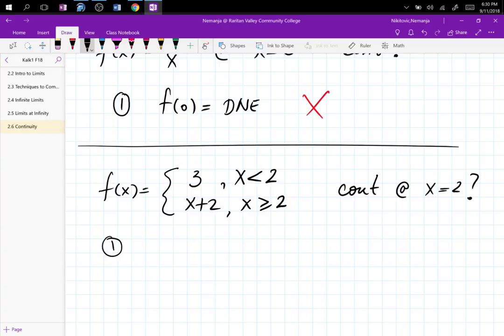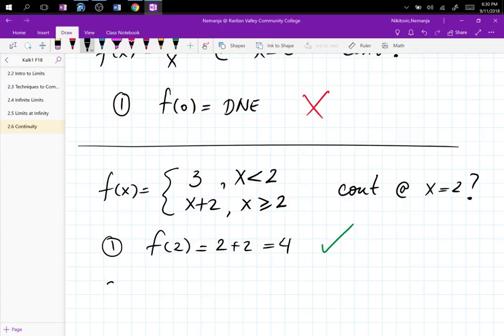Well, we start by figuring out f of 2. Where do I compute f of 2? In x plus 2. Good. Because the equal sign is here. So that's x equals 2. So I will be computing that here. So that's 2 plus 2, which is 4. It passes the first one.